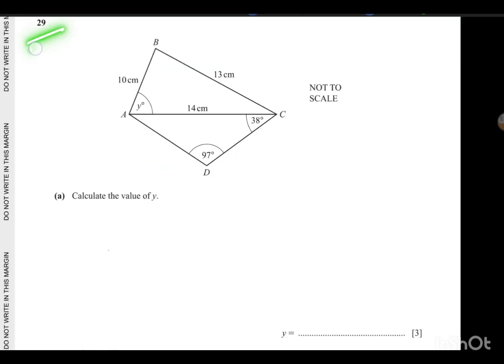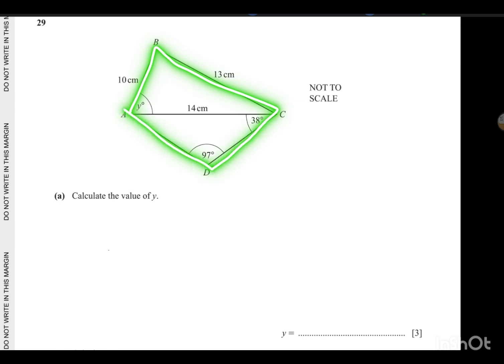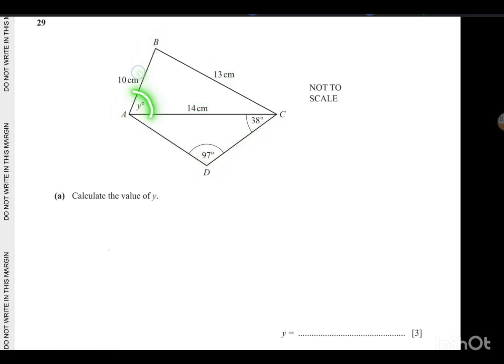Now question number 29, the last question, and this question carries 8 marks altogether. The first part A carries 3 marks and the second part B carries 5 marks. Listen carefully, students. Now they are asking us here, calculate the value of y. When you see the picture here, this is like a quadrilateral and it is divided into 2 triangles. Then the value of y means this angle we need to find out, and you see here 3 given sides in this triangle. So definitely you should remember the cos rule to find the angle here.